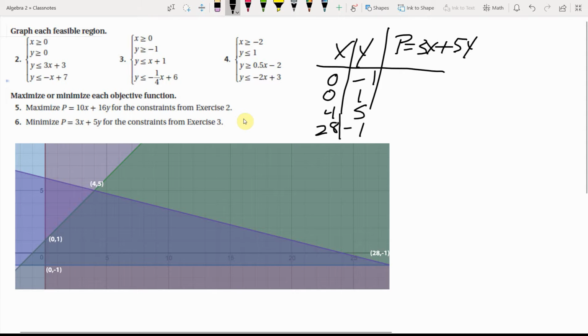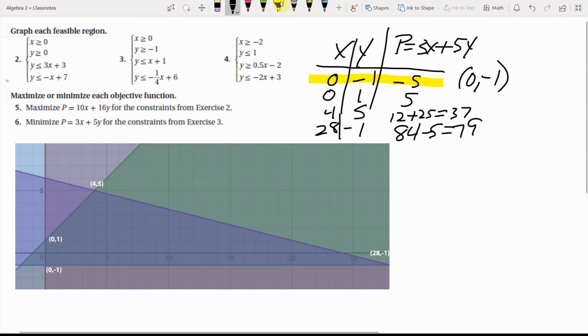Well, 3 times 0 is 0, and 5 times negative 1 is negative 5. 3 times 0 is 0, and 5 times 1 is 5. 4 times 3 is 12, and 5 times 5 is 25, so this is going to give us a total of 37. And then 3 times 28 is 84, and then negative 1 times 5 is negative 5, and 84 minus 5 is 79. So the minimum occurs right here. Okay, so our minimum value for p is negative 5, and that occurs at 0, negative 1.